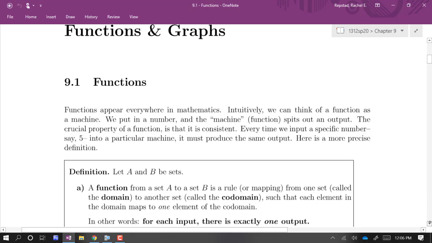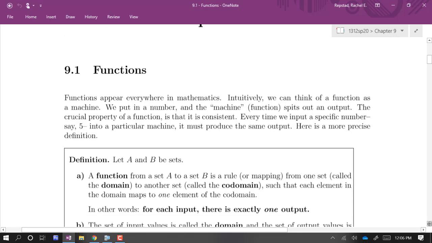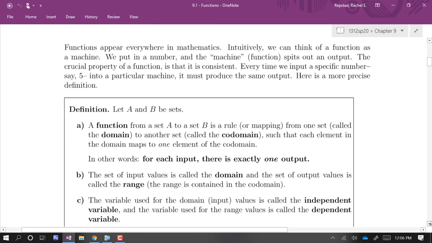So let's say A and B are a couple of sets. We have a function that maps from one set into another set. And this function is a mapping, and this first set that it maps from is called the domain, and it maps into this other set we call the codomain, such that each element in the domain maps to one element of the codomain. That's what I was just talking about when I said there can be no ambiguity about what the output will be.